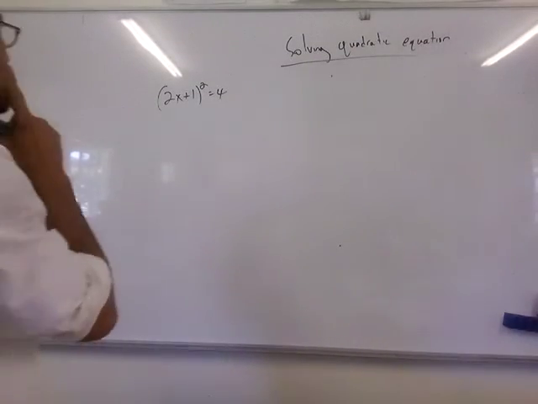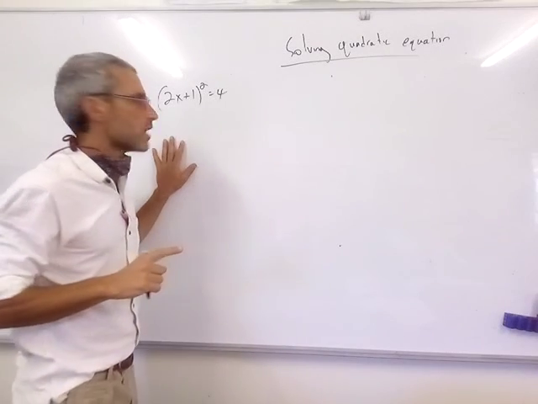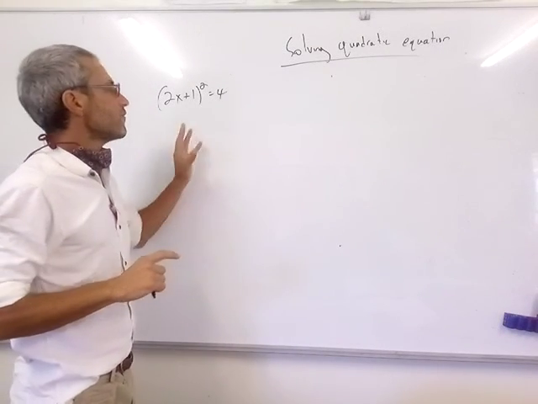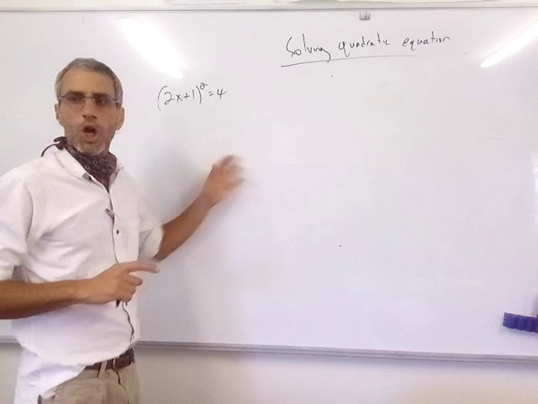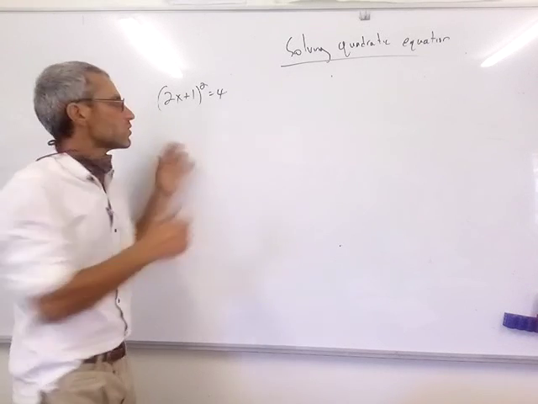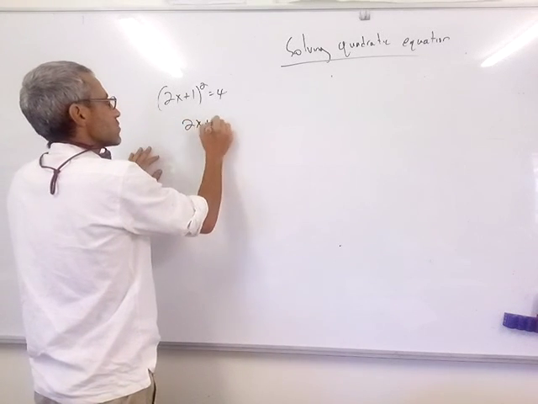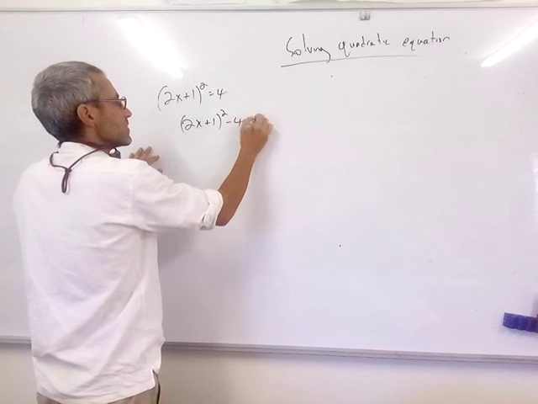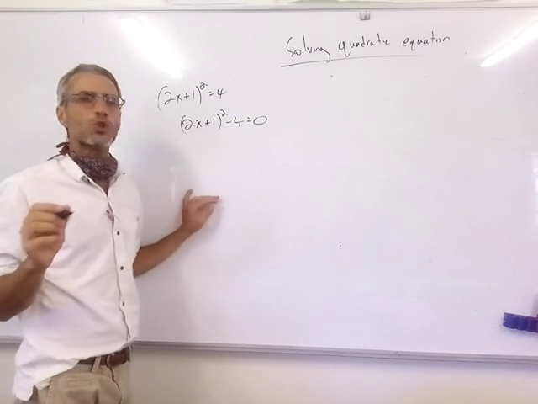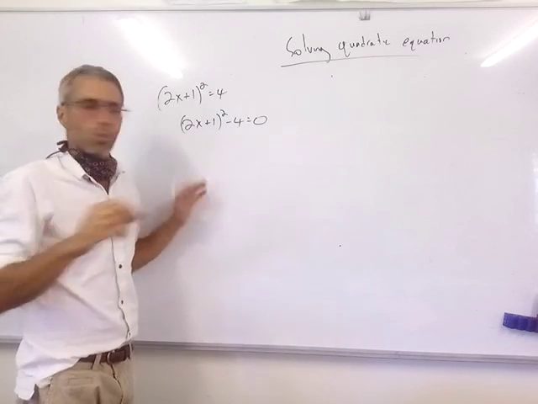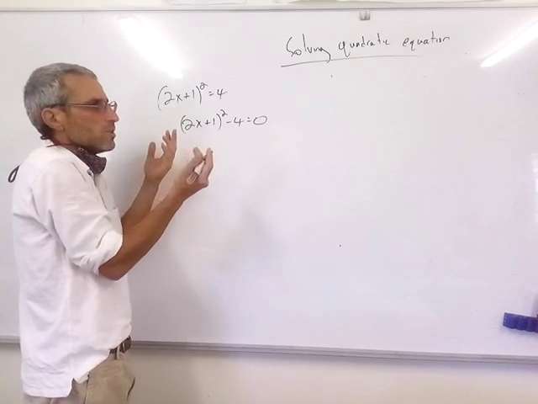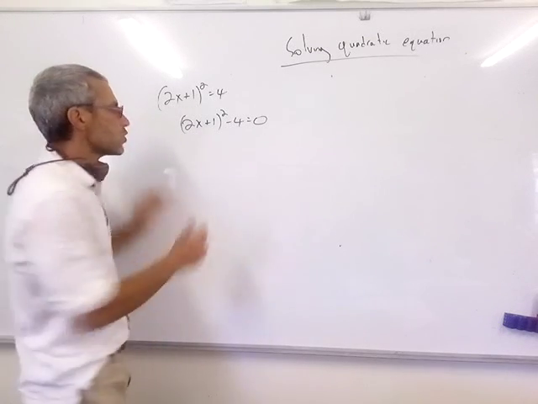Okay, I've decided I'll do one more example because there are some tricky ones. What's the first thing we need to do? Move everything to the left. But okay, let's do that. 2x plus 1 squared minus 4 equals 0. Now, there is a shortcut you can do, but I'm not going to show you. What should we do now? I need to open the brackets.